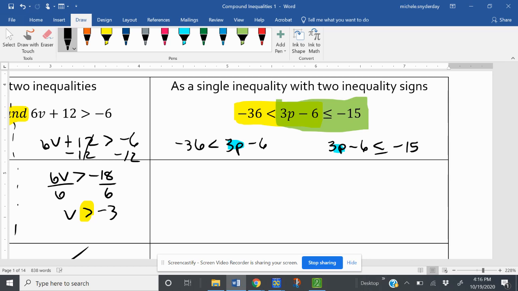And here we go. We still want to isolate the variable, which happens to be p in this case. So we would add 6 on both sides. Negative 36 plus 6 is a negative 30, less than, and these just go away, and we have 3p. Divide both sides by 3, and we have p is greater than, negative divided by a positive is a negative, and that would be a negative 10.